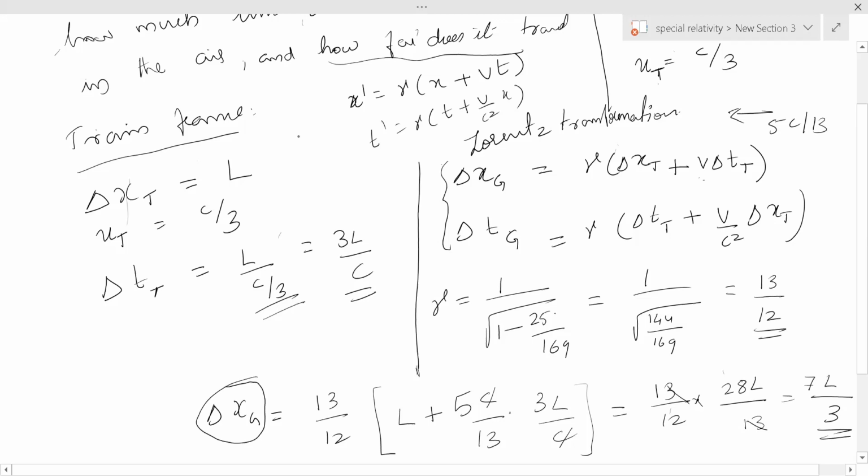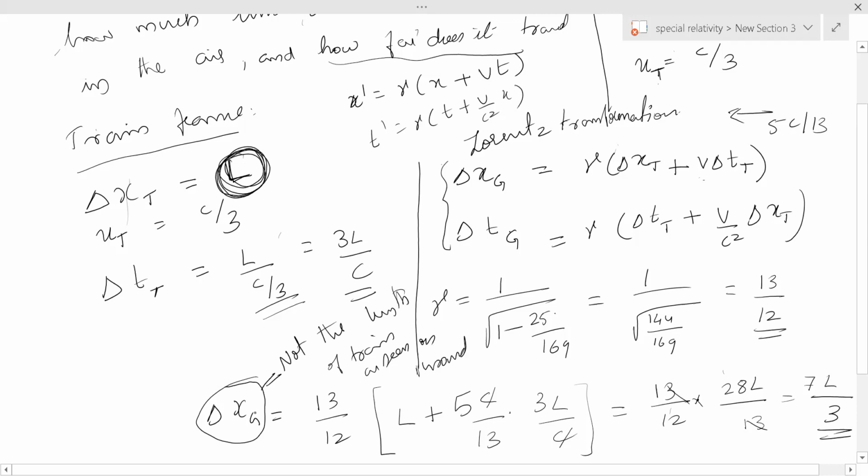So you should be very careful here. In this case, the distance traveled from the train frame is L. That's given. The distance traveled by the ball in the train frame is the length of the train. That's given. And this is not the length of the train as seen on the ground.